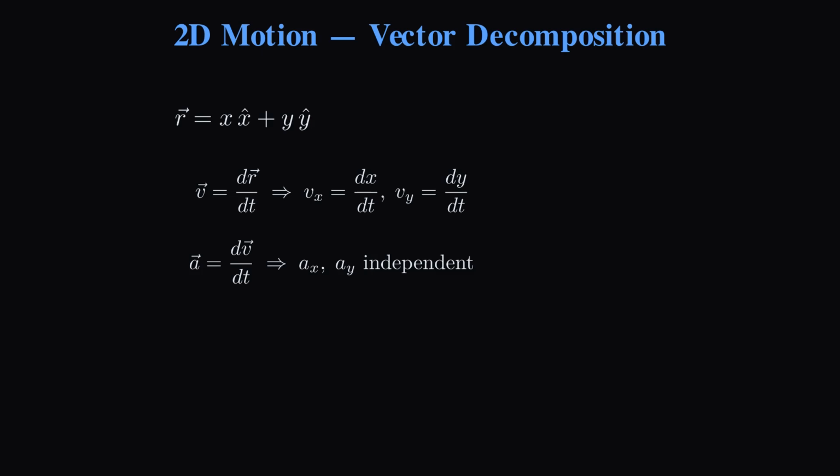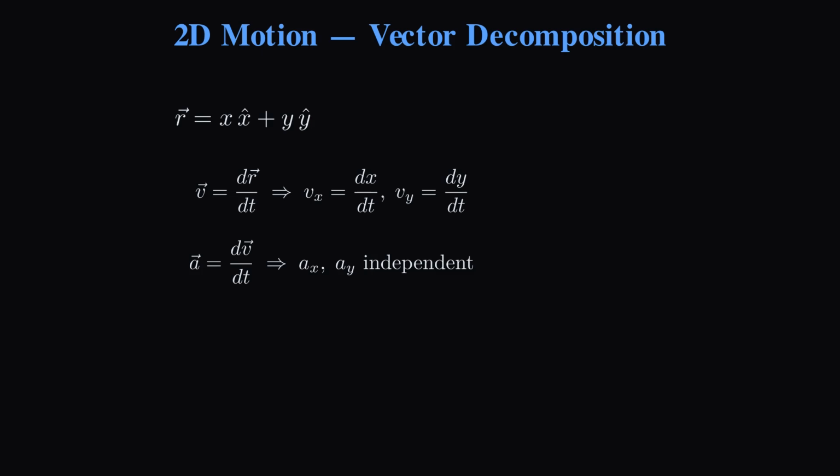Velocity is the time derivative of position. v equals dr over dt. In component form, the x component of velocity equals dx over dt, and the y component equals dy over dt. Each component evolves according to its own one-dimensional kinematics, completely independently of the other.